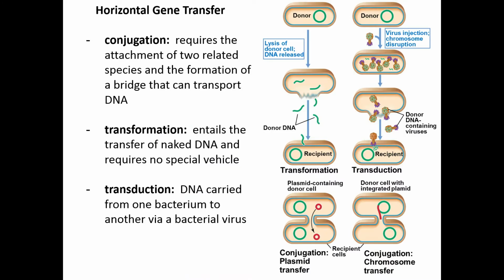All right, so the three different types of horizontal gene transfer are conjugation, transformation, transduction. All right, so conjugation. Conjugation is usually referred to as bacterial sex. All right, so bacteria are unable to multiply and reproduce by sexual reproduction, but conjugation's as close as they're going to get.